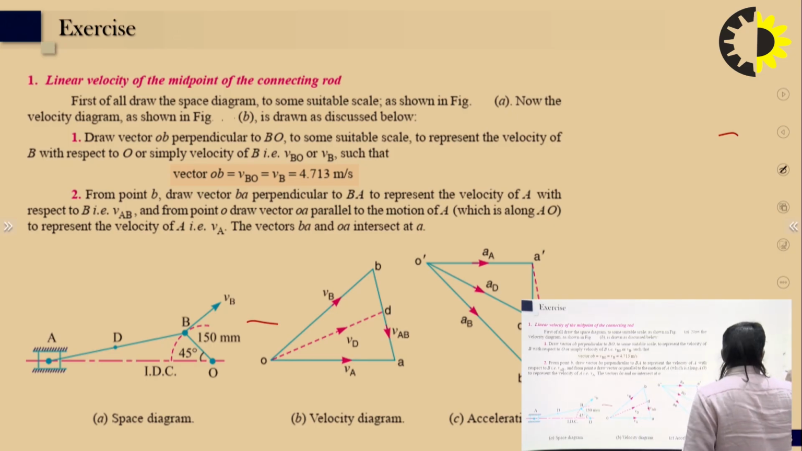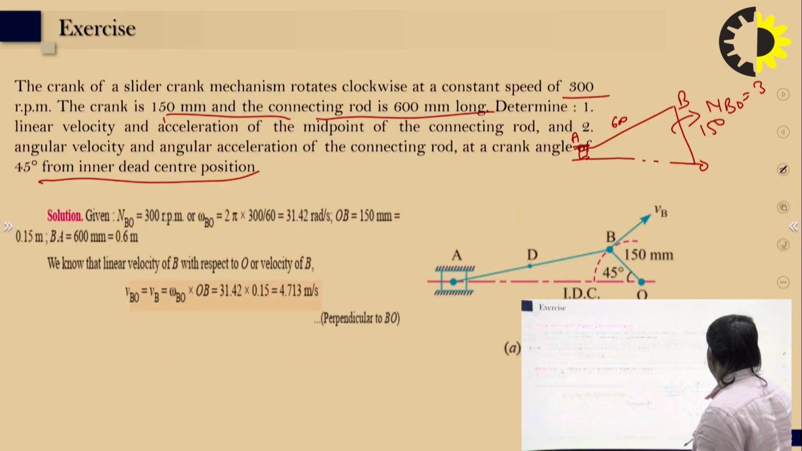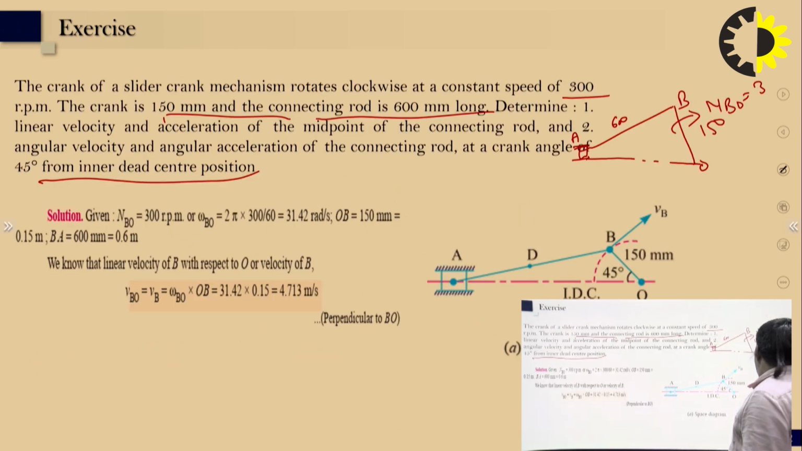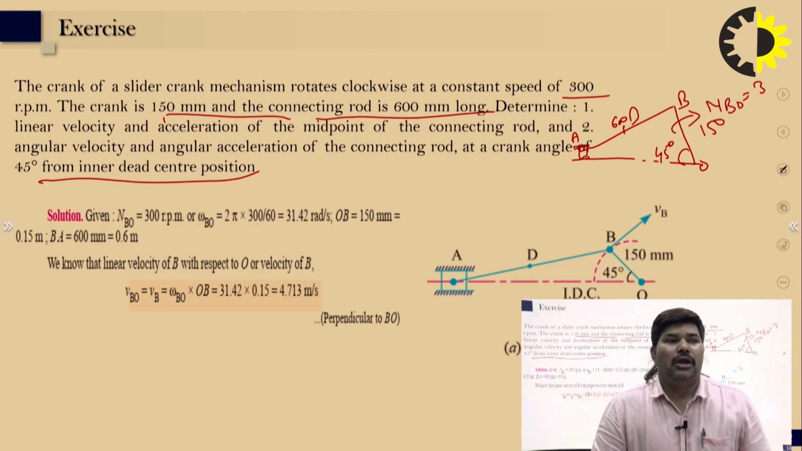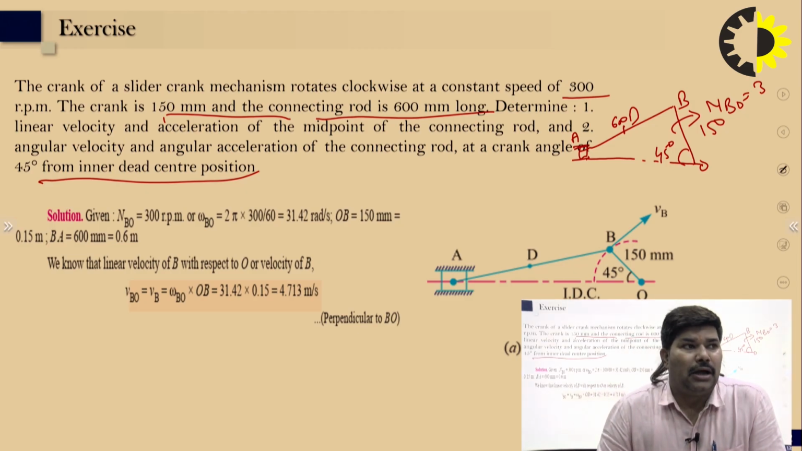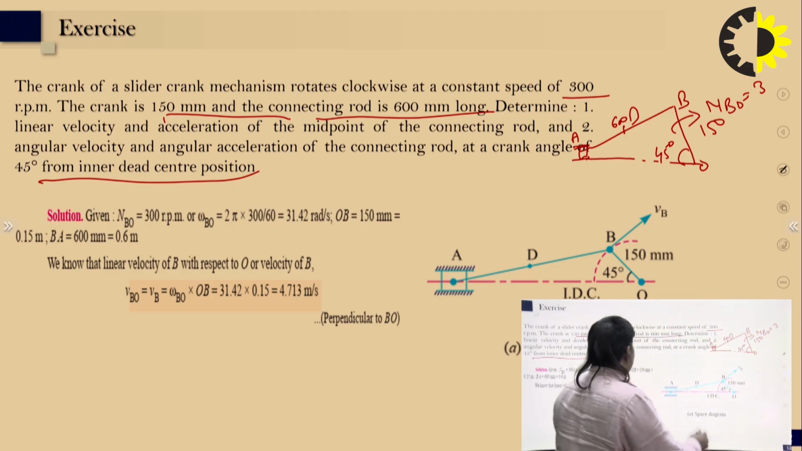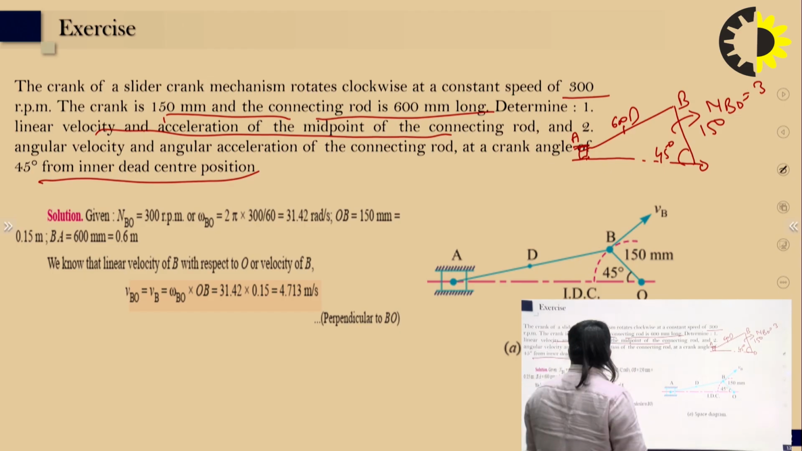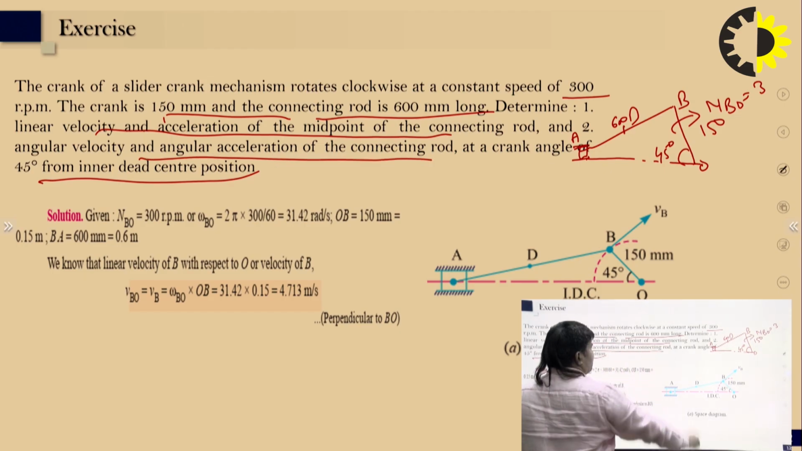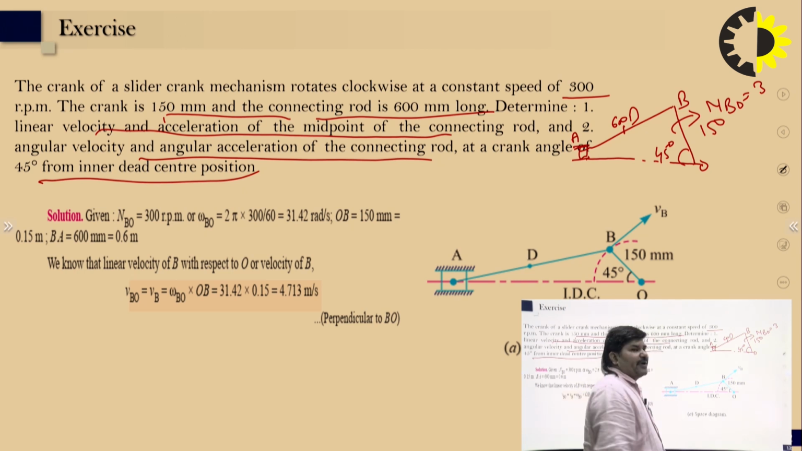N BO is 300 rpm, and this crank is inclined at 45 degrees, right? And in between is some midpoint, that D point. So you can find out the acceleration of this link AB. We can determine two things. First one is the linear velocity and acceleration of the midpoint of the connecting rod, and second one is the angular velocity and angular acceleration of the connecting rod at the crank angle of 45 degrees from IDC.